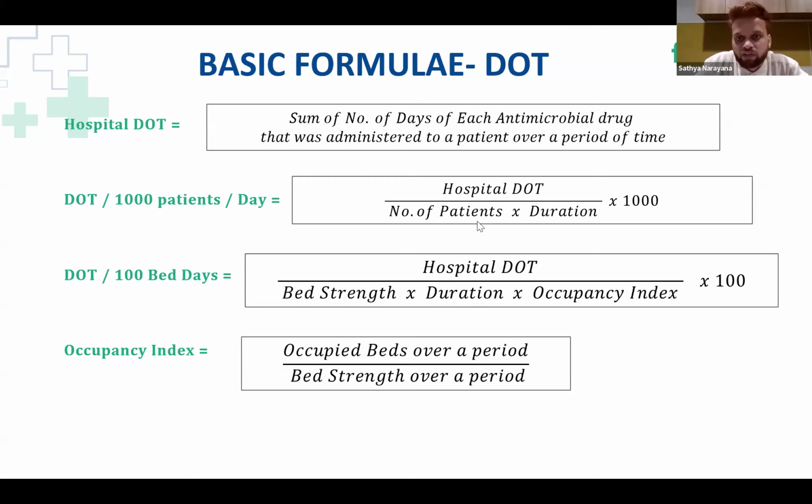Next, followed by the number of patients in the particular specified time. And next, what is the duration, like monthly duration? If it is monthly, 30 days. If it is quarterly, then it would be 120 days.